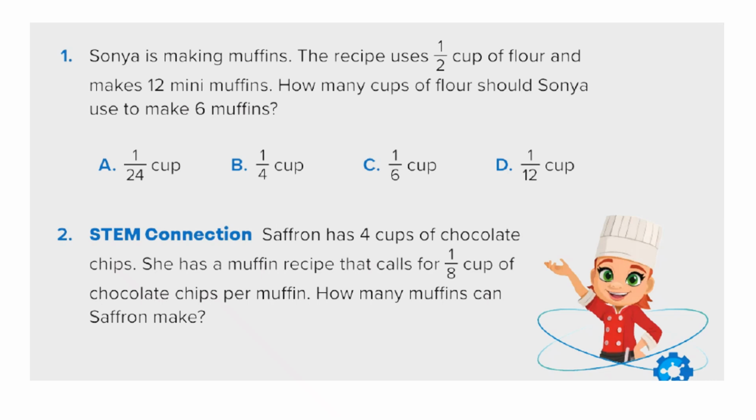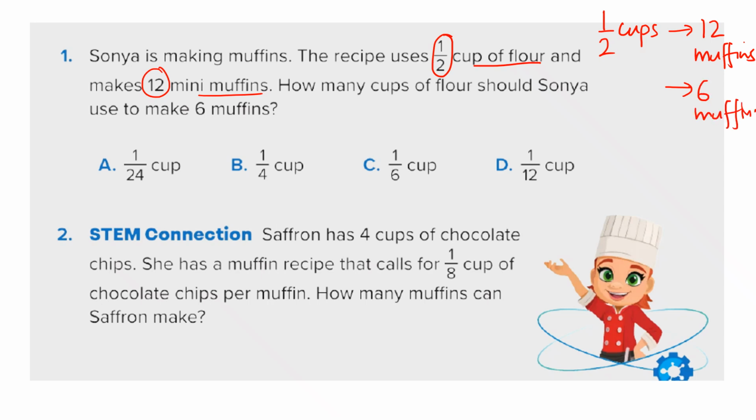These are ministry favorite. Usually you always get them. Let's try and solve. Sonia is making muffins. The recipe uses 1 by 2 cup of flour and makes 12 mini muffins. How many cups of flour should Sonia use to make 6 muffins? So again, for this kind of question, we will make the equation and then solve. So 1 by 2 cups of flour will make how many? 12 muffins. Now we want to make 6 muffins. So how much we don't know.